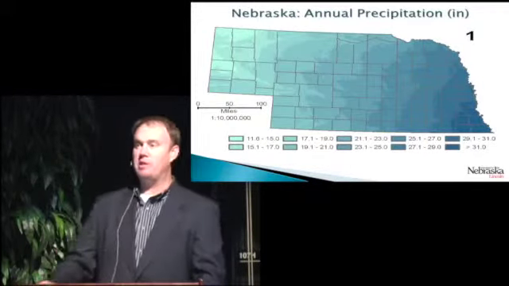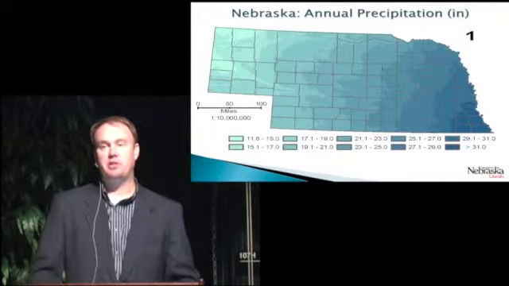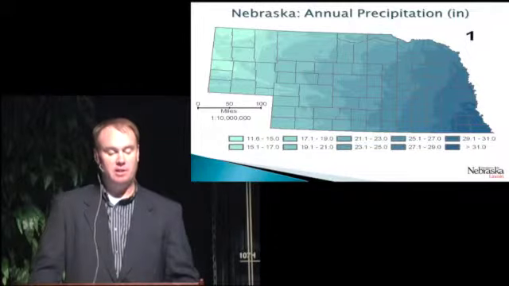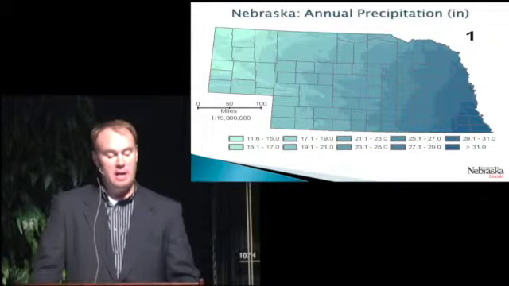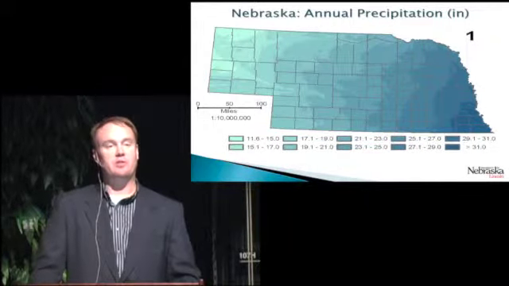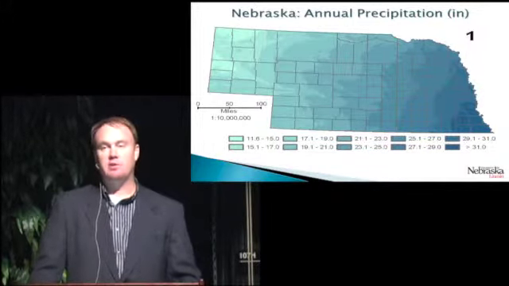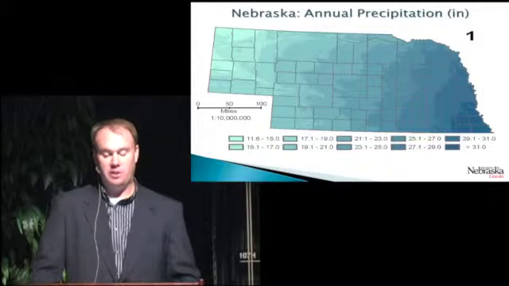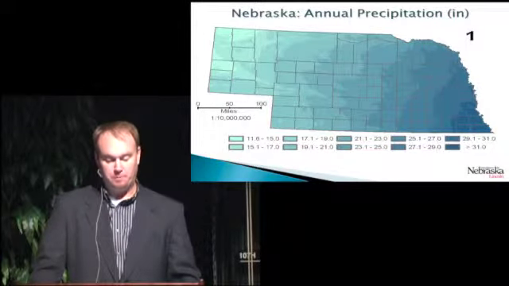Okay, so this map's probably not new to a lot of you. This shows the annual precipitation as we move from west to east in Nebraska. As you can see up in the panhandle, in the northwest part of the state, we're very dry, anywhere from about 12 to 15 inches of precipitation. As we move east across the state, the precipitation increases until we get above 31 inches in the southeast portion of the state.